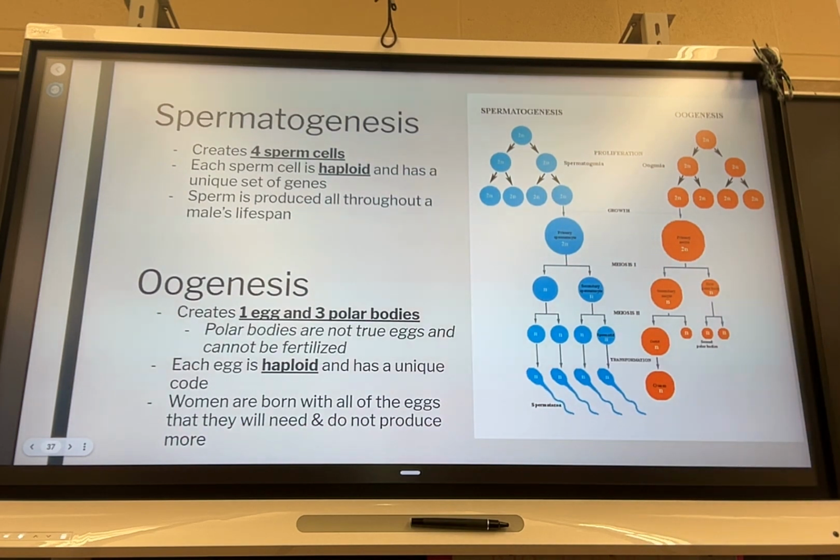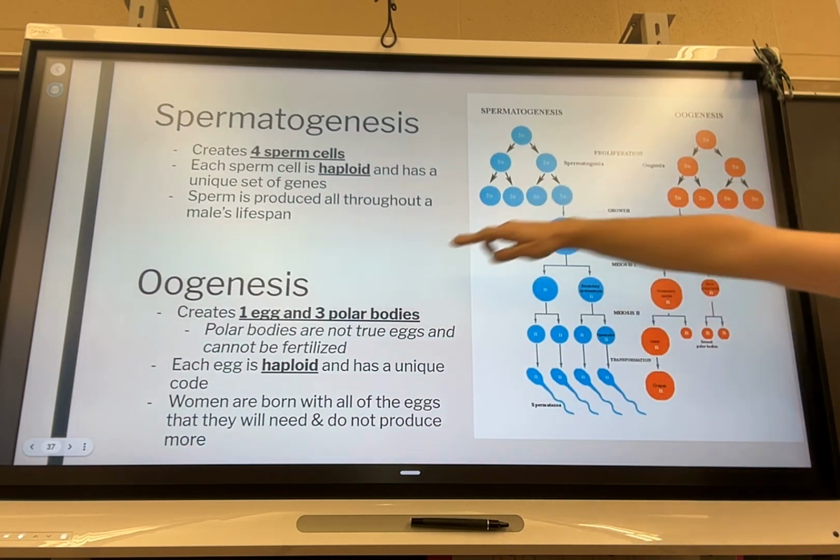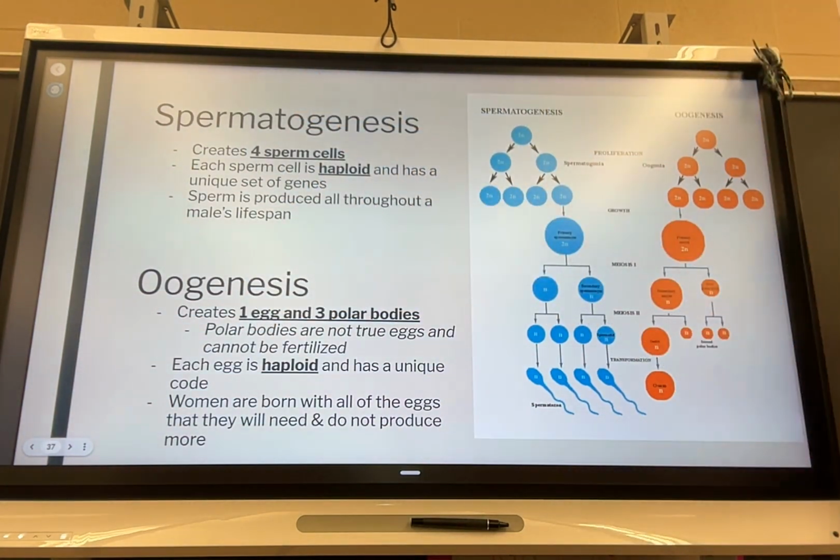In oogenesis, we are going to create one egg, which is weird because we said that in meiosis we created 4 cells. The other 3 are going to be produced as these polar bodies. These are little cells that more recently have been thought to nourish the egg. One of these cells will come out to be a proper fertile egg. The other 3 will pop out to be these polar bodies.